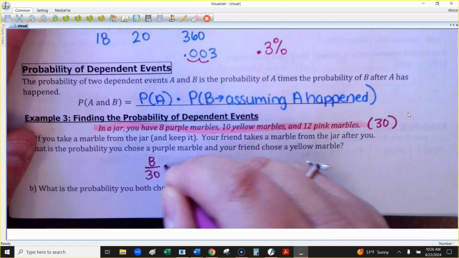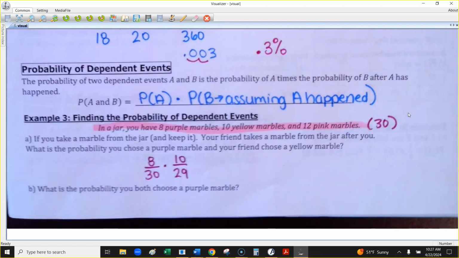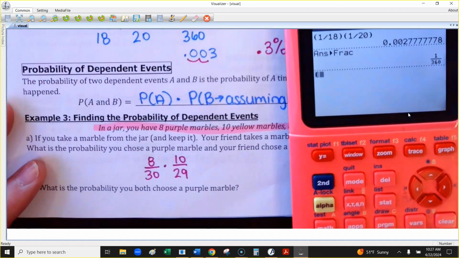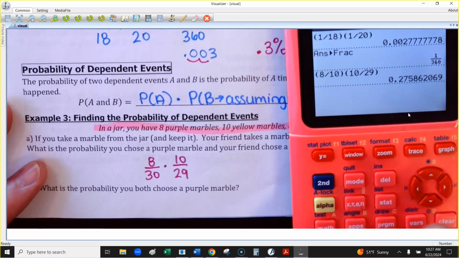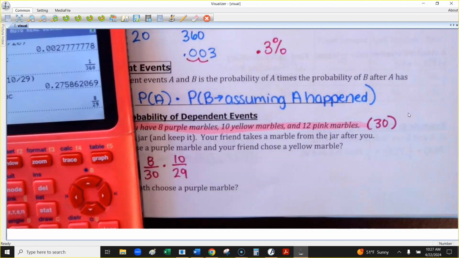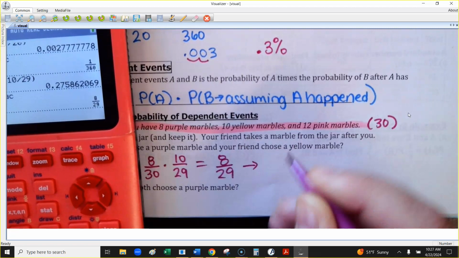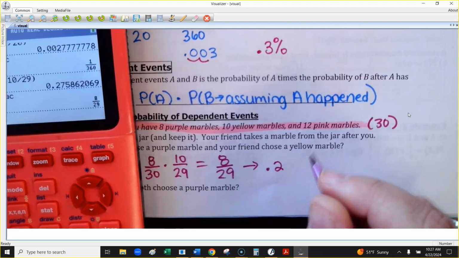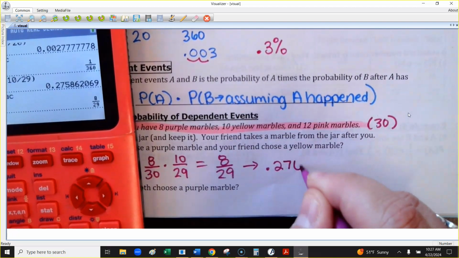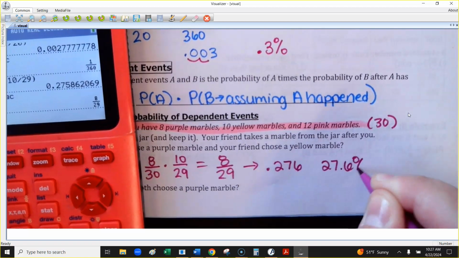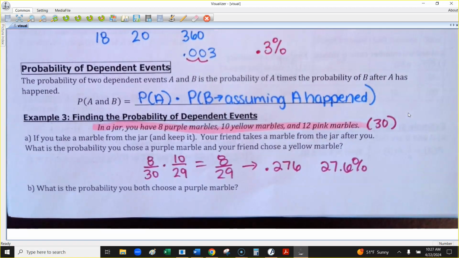Yes, ma'am. All right, so there's 1 less marble because you held it out. You didn't draw a yellow marble, so that doesn't change the number of yellow marbles in the jar. So we would just multiply these 2 guys together. So 8 over 10 times, again, you don't have to reduce. You just do it on your calculator. So probability here would be 8 out of 29, which would be about 0.276, or about 27.6%, just depending on how they ask.